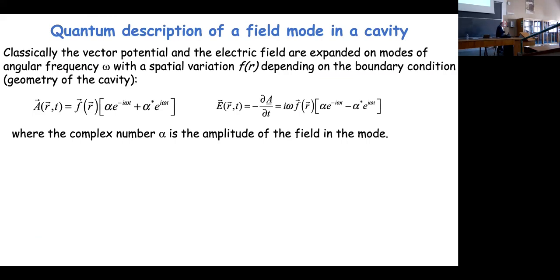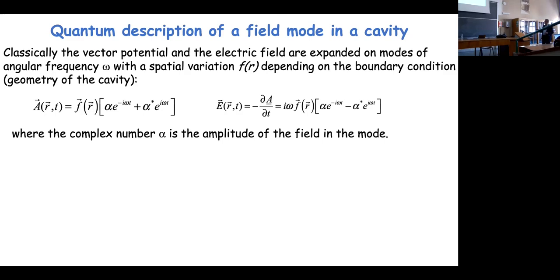Now, on this slide, I briefly give a quantum description of the electric field and of the vector potential from which the electric field is derived. So first of all, a reminder about classical physics. The vector potential is a function which oscillates in time at frequency omega. So you have e^(-iωt) and e^(iωt) here. And you have complex amplitudes, which describe the amplitude of the field, which I will call alpha and alpha complex conjugate. And it can also vary in space.